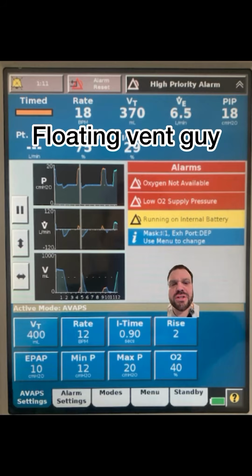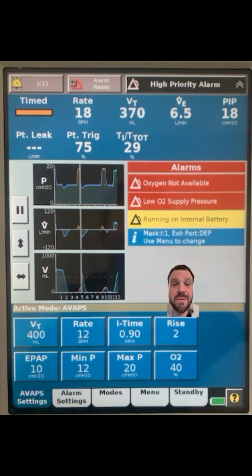So a lot of questions, asks, and feedback to go over: AVAPS. So what does AVAPS stand for? Average volume assured pressure support. Essentially it's an adaptive mode, and you all know how I feel about adaptive modes, where we dial in a total volume that we want, and we dial in an EPAP, and we dial in a minimum pressure right here and a maximum pressure here.